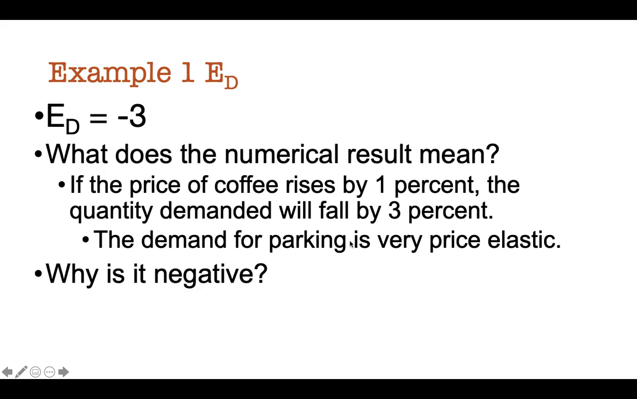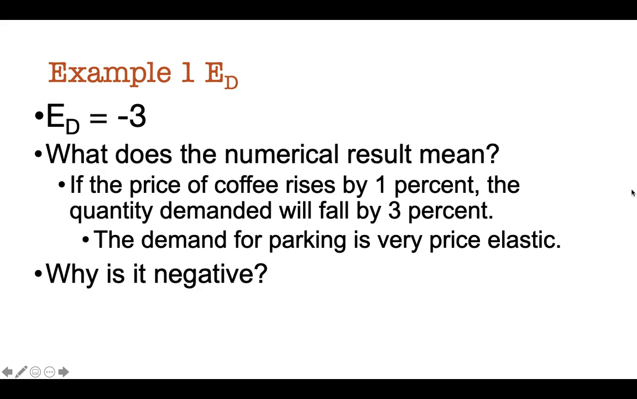So here we would say the demand for coffee, not parking, sorry. I got this confused with the earlier example, or one I'm about to do here for you. We'd say this is very price elastic because my quantity demanded is changing by a lot, 3%, whereas the price only changes a little. So we're very sensitive, very responsive to the change in the price of a cup of coffee because people change their behavior, their quantity demanded, by a lot when the price changes just a little.